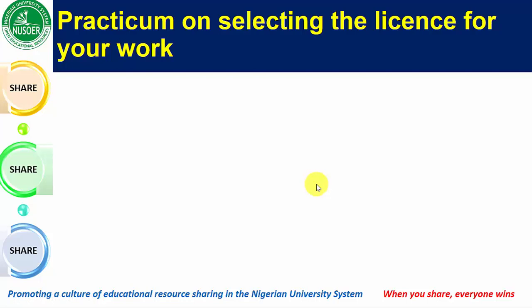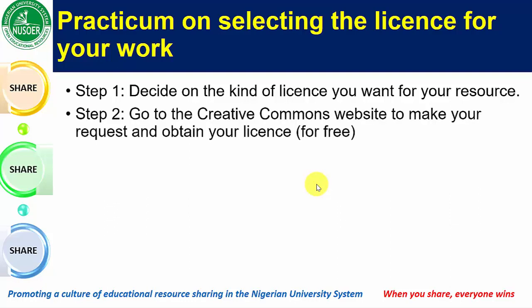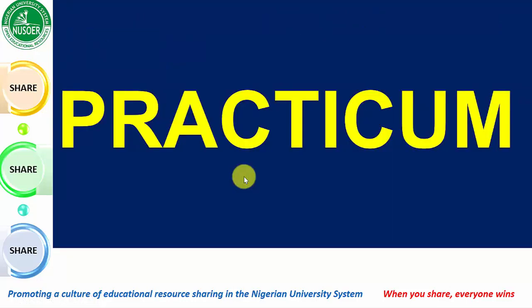So let's go on now to the heart of the matter. How do you now get a license, all of these CCs, for your OER? It's a three-step process. Step number one, first you decide on the kind of license you want. I'm going to get one of my resources, and then I'm going to say, look, this is what I want, and practically. And then the next thing is for you to go to the Creative Commons website and make your request, and then obtain your license free. And then the last thing is just slap that license on your work. It's as easy as that. So let's get on with the practical and see how it goes.